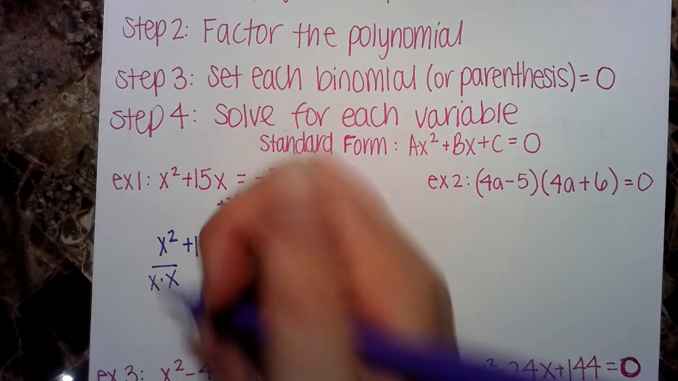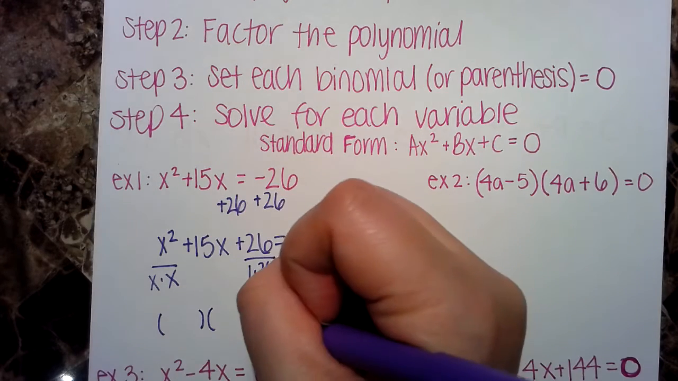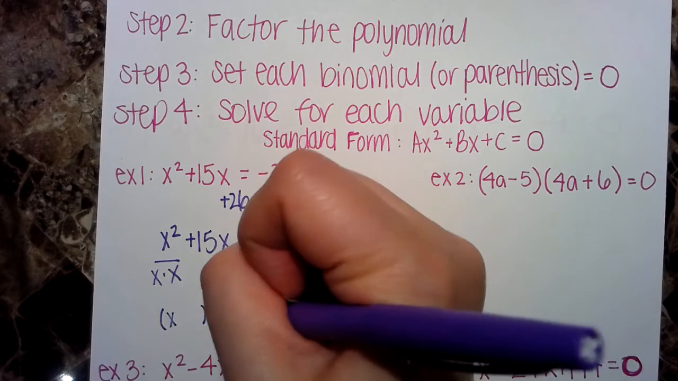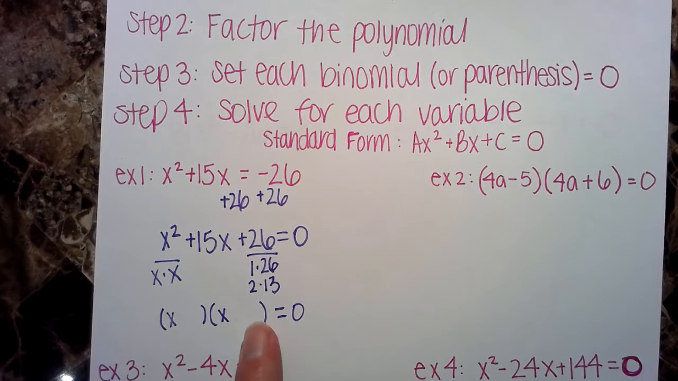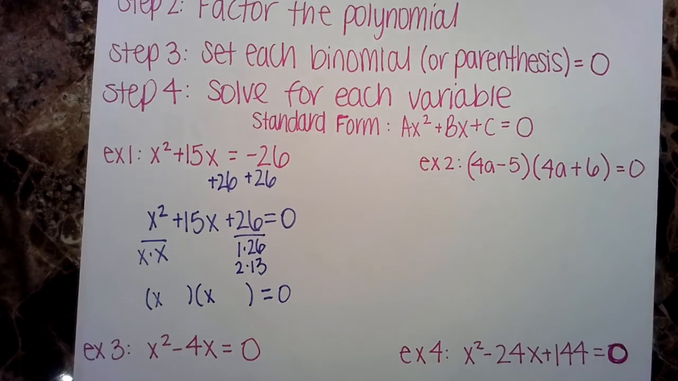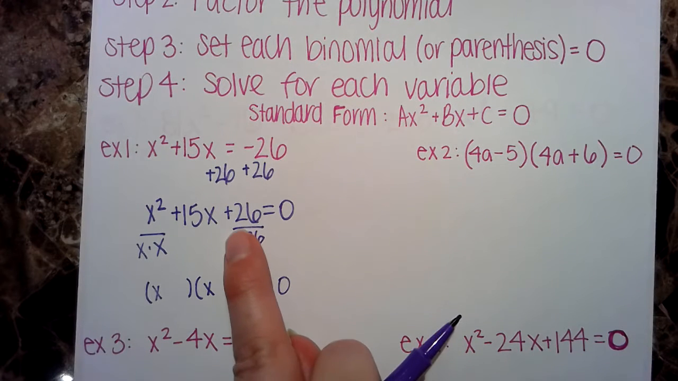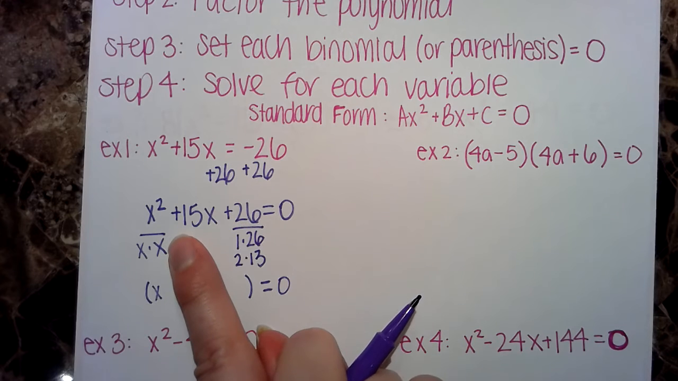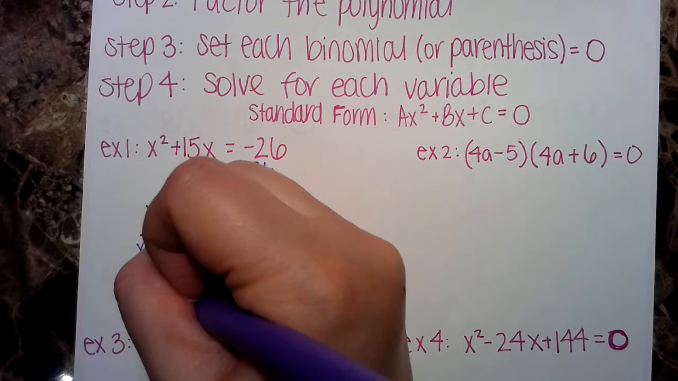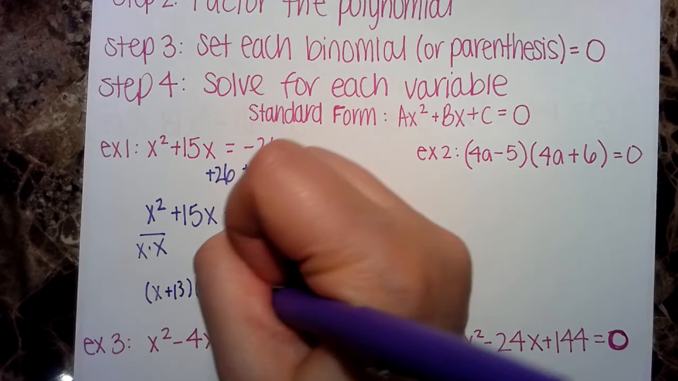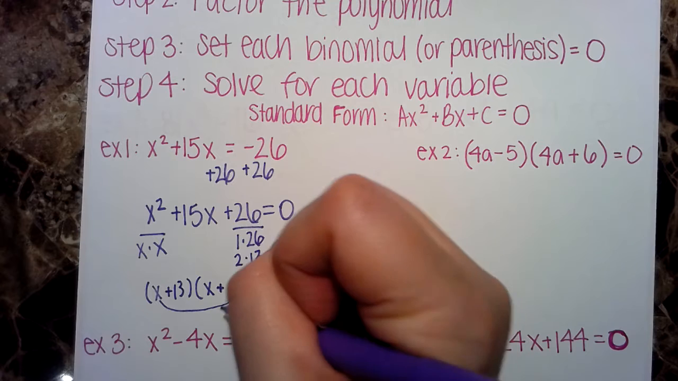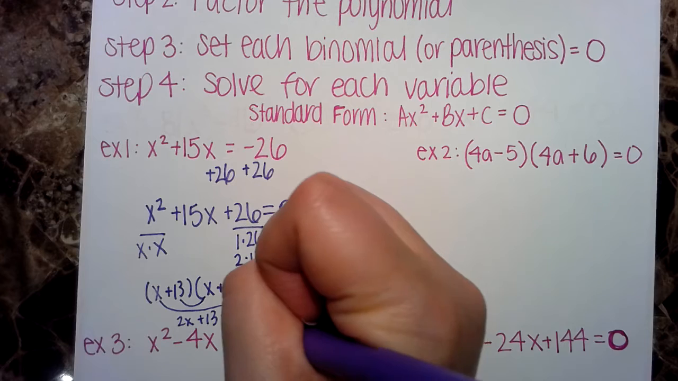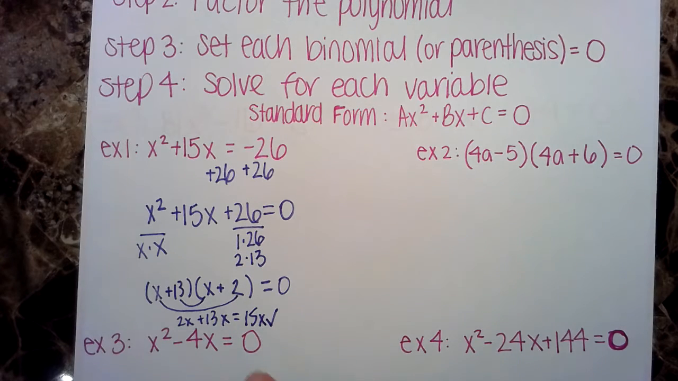I now have to say, okay, if I have my two binomials, I'm going to bring down this equals 0. I have to get them so that if I multiply the outside and the inside, they're going to add up to 15. So I know that they have to multiply to give you a positive 26 and add up to a positive 15. So I'm going to use the plus 13 and the plus 2 because if I multiply the outside, I get 2x. If I multiply the inside, I get plus 13x. That does add up to the 15x, so I'm good to go.